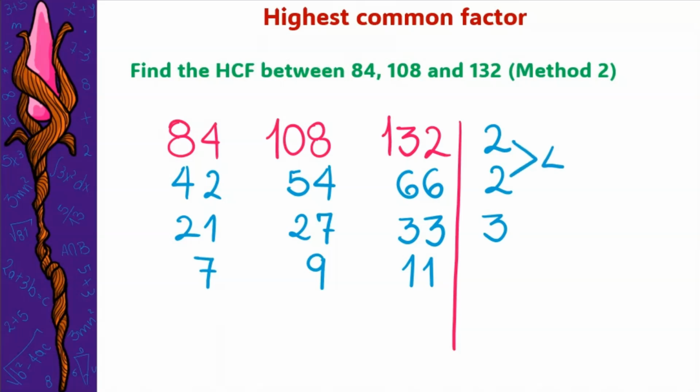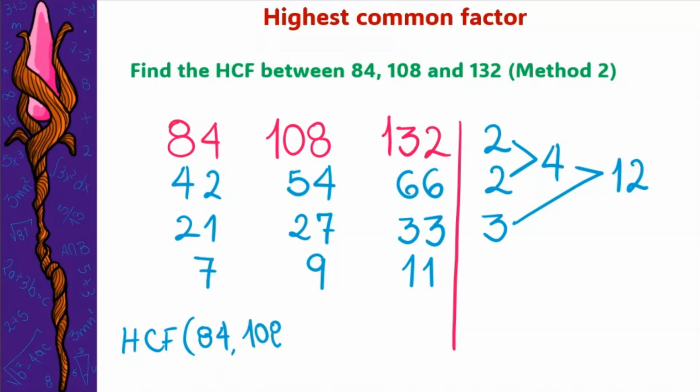2 times 2 is 4, and 4 times 3 is 12. Once again, the highest common factor between 84, 108, and 132 is 12. I feel like we get the result faster with this one, but again, it's up to you guys.